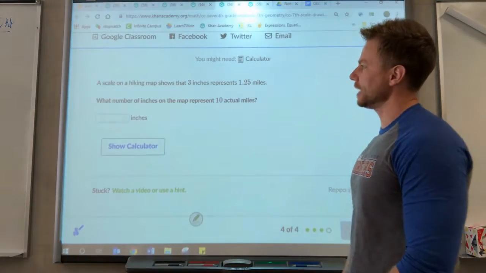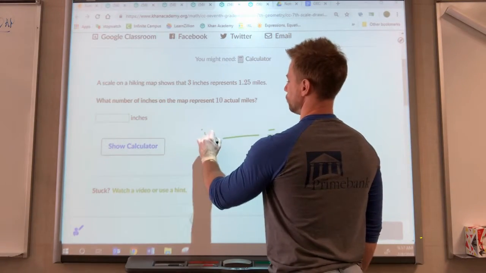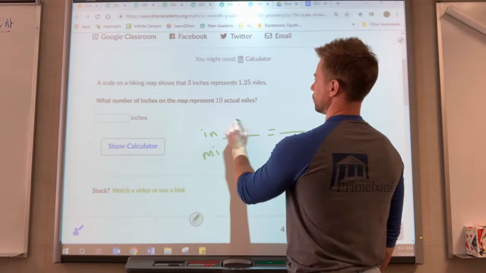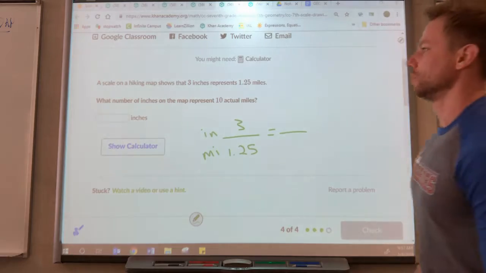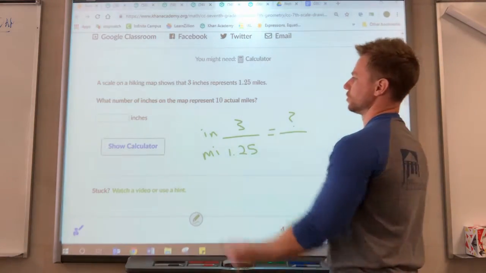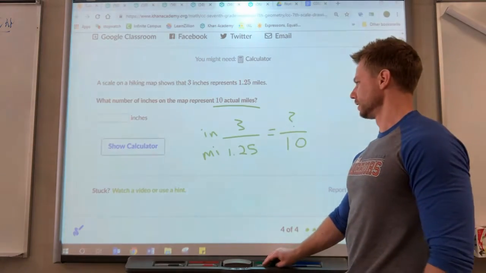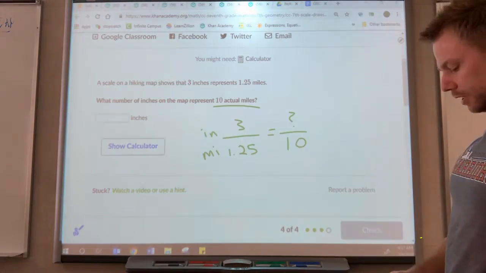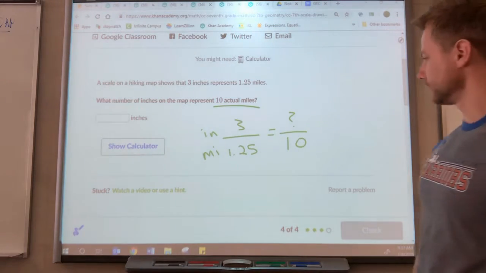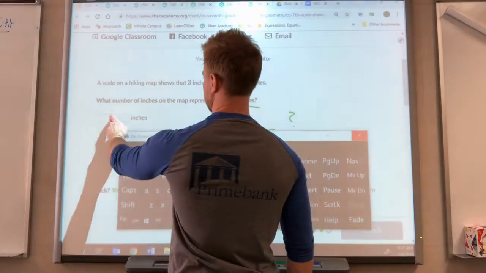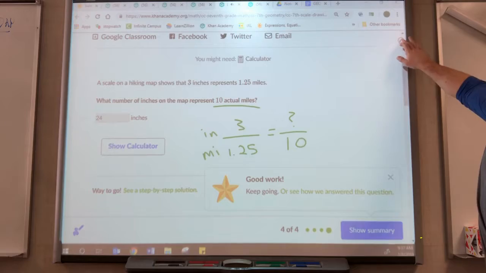A scale on a hiking map shows that 3 inches represents 1.25 miles. So 3 inches, 1.25 miles, proportion with labels. What is the number of inches? How many inches for 10 miles? Cross multiply again. We get 3 times 10 is 30. 30 divided by 1.25 is 24. Excellent.